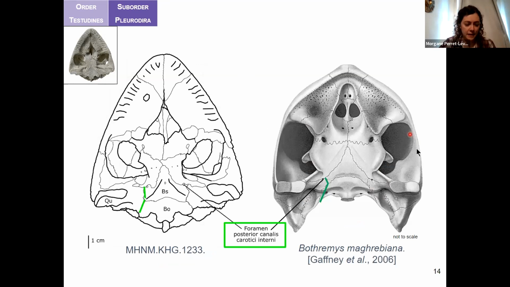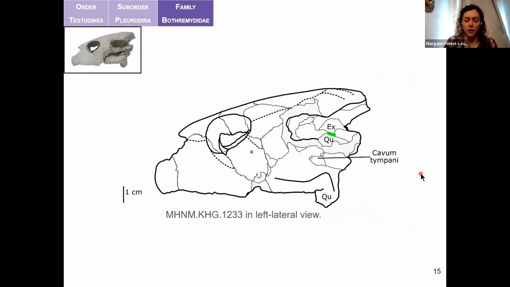For the pleurodira, we can see there is a contact between this bone, the quadrate, and these two, the basisphenoid and the basioccipital, thanks to the anterior end of the pterygoid. Also, the foramen posterius canalis carotici interni. Sorry for the names. It's a little bit anterior to the condylus mandibularis here, and it's also formed by the basisphenoid and the pterygoid. So we know it's a pleurodira.